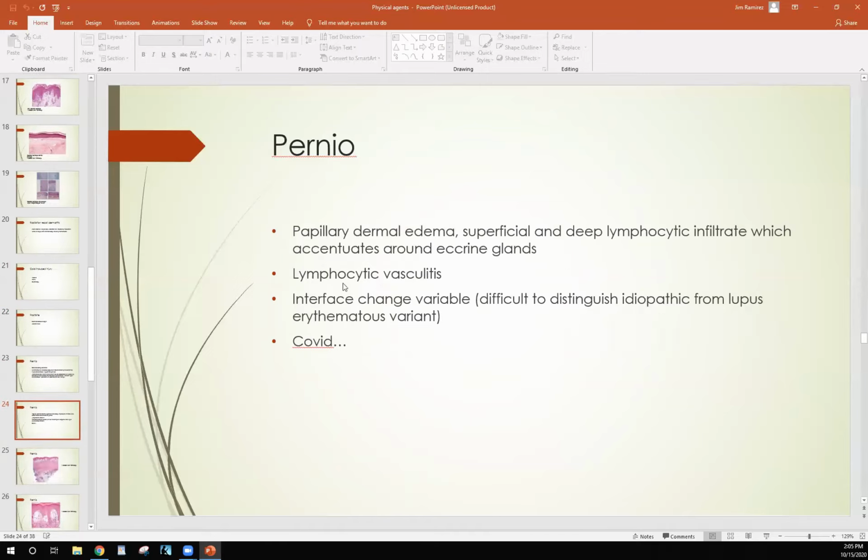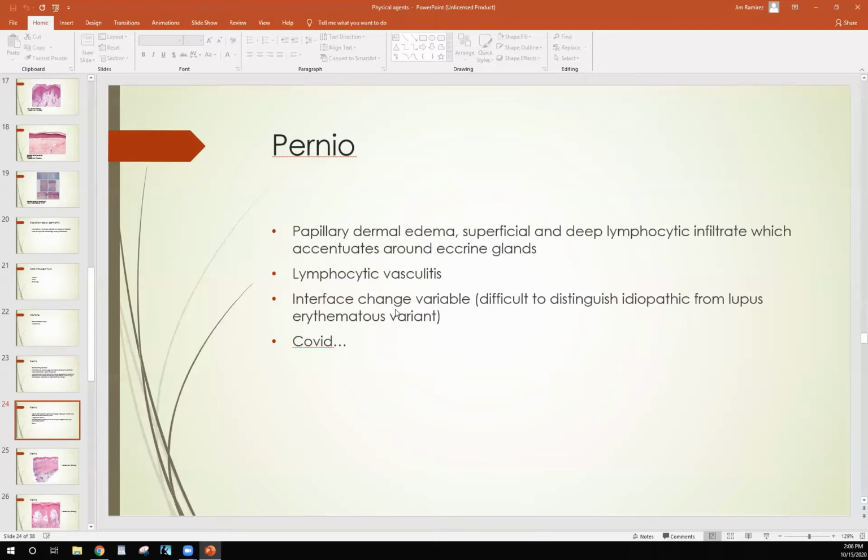Histopathologically, what we see is papillary dermal edema, often but not always. But the most characteristic thing is really the superficial and deep lymphocytic inflammation, which accentuates around these eccrine glands. And that's really the thing you want to look for. When you see an acral biopsy and you see lymphocytic inflammation extending deep down eccrine structures, then you really have to suspect Pernio. It's a very characteristic finding.